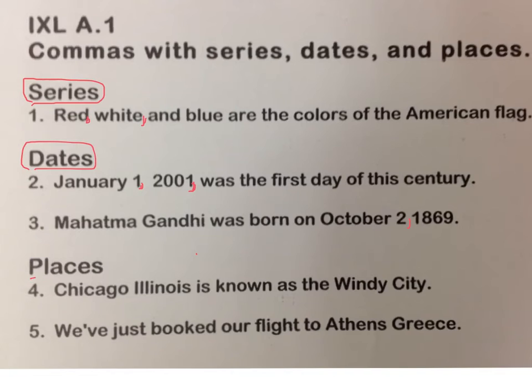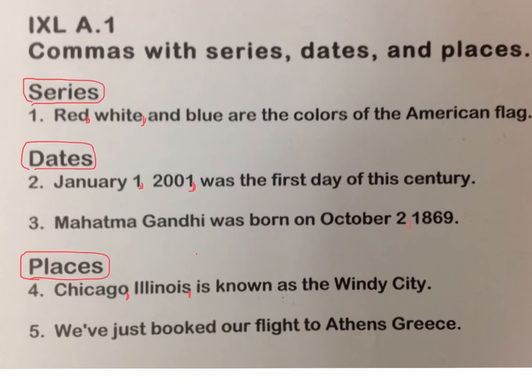Last comma issue is with places. Now you always need a comma to separate the city and the state, or the state and the country, and then after it you also need one. So Chicago, Illinois is known as the Windy City. Chicago, you got to separate Chicago from Illinois, and then Illinois, you need a comma after that too. You always put the comma after the state or the country to separate it.